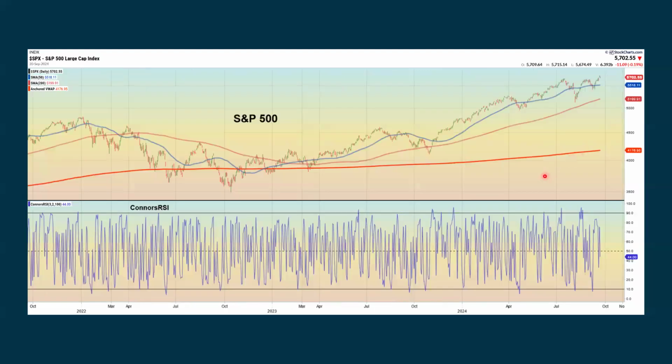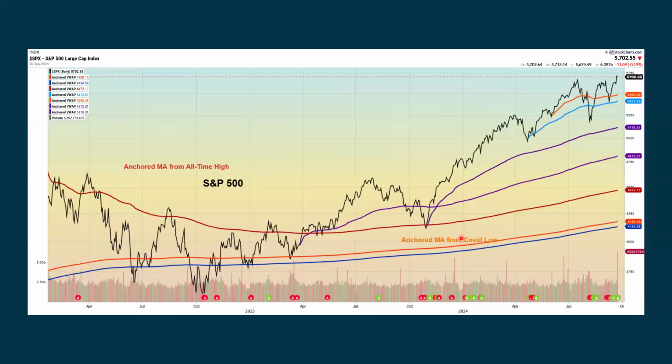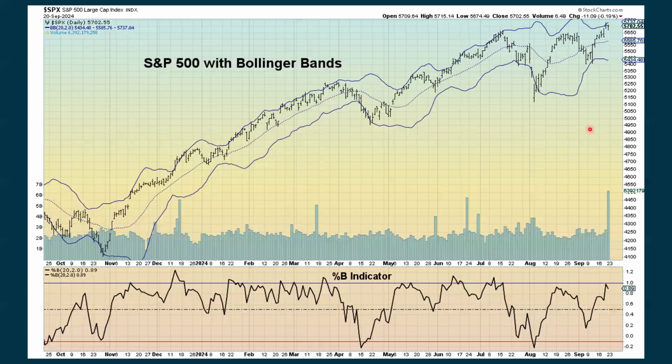Then we have another momentum oscillator called the Connors RSI. This gyrates all over the place on a day in and day out basis. I only look at this when it gets extreme positive or negative, and usually that's confirmed with other oscillators that are looking extreme positive or negative. Then we have some anchored moving averages here. We're above all of them, so there's been no reason to show this.